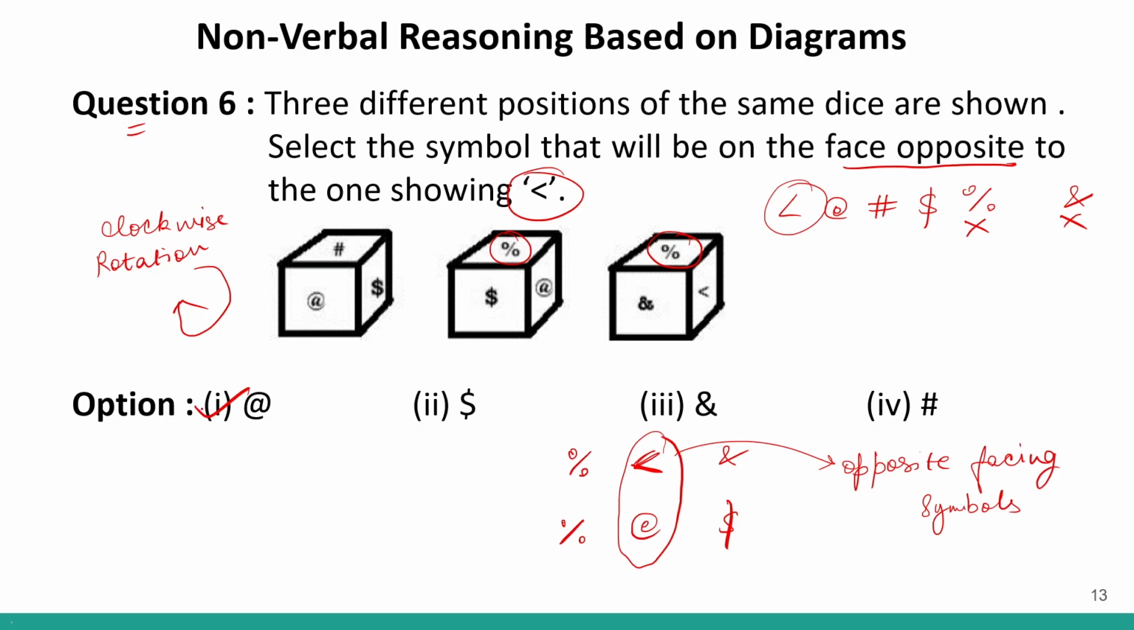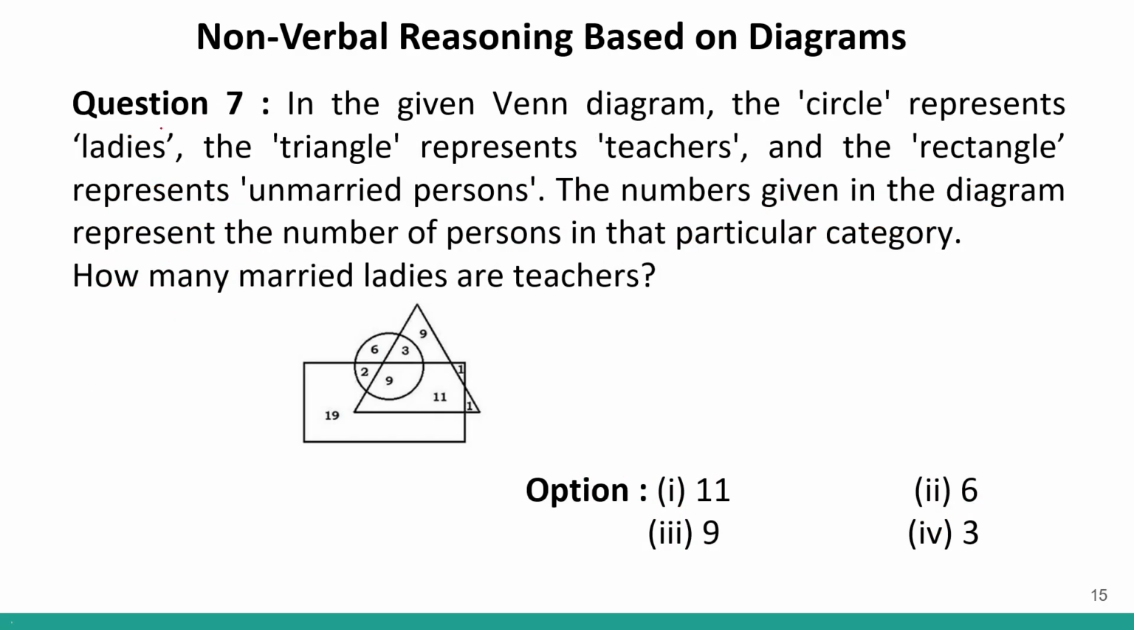So whenever you get a dice or cube question, first we see whether the symbols are adjacent or opposite. If they are adjacent, they cannot be opposite. If they are opposite, they cannot be adjacent. But in this particular question, we had 3 different options. So that means we had to use the clockwise rotation trick. We take the common element between 2 dice. We rotate them clockwise and write the symbols, and the symbols written one above the other are the opposite facing symbols. Clear?